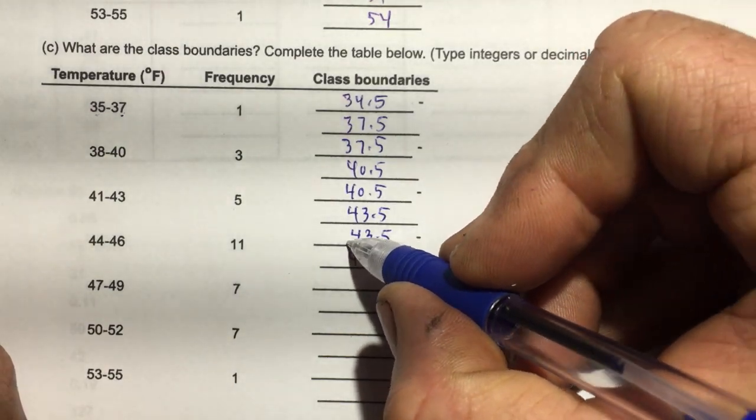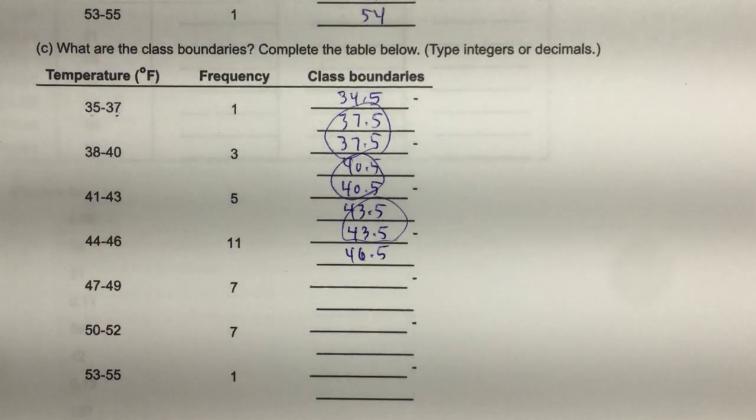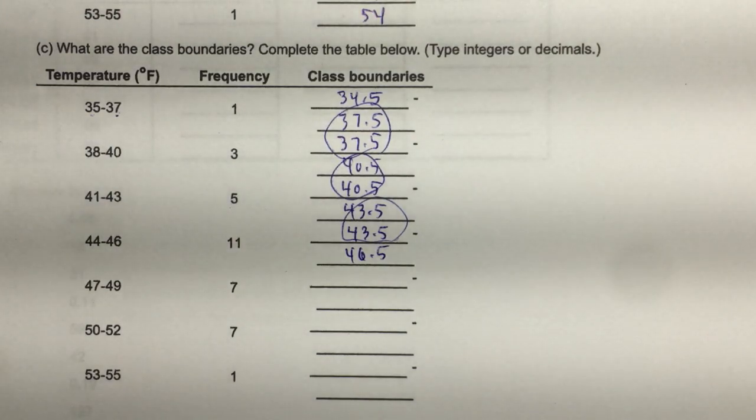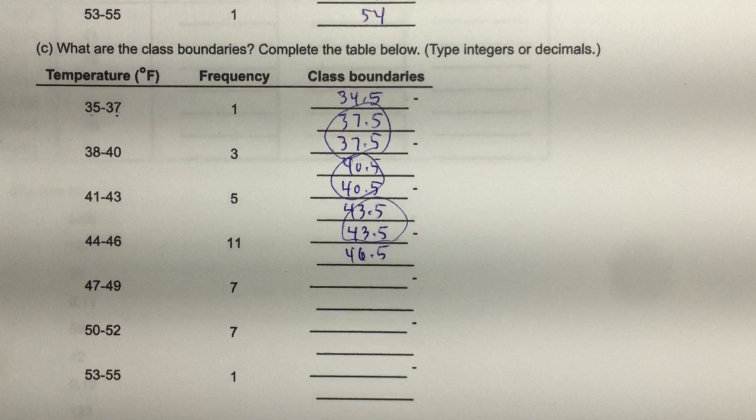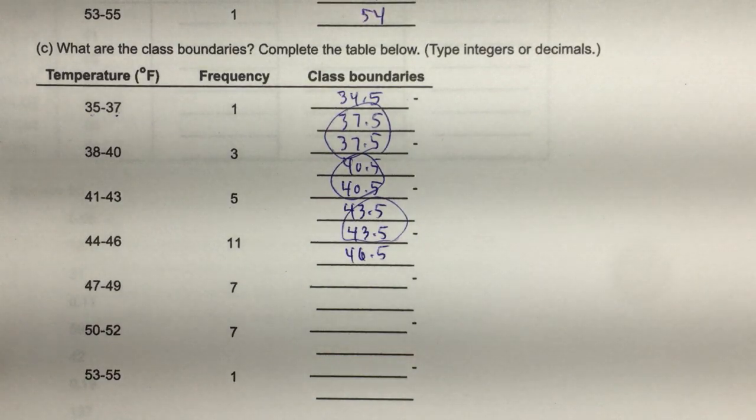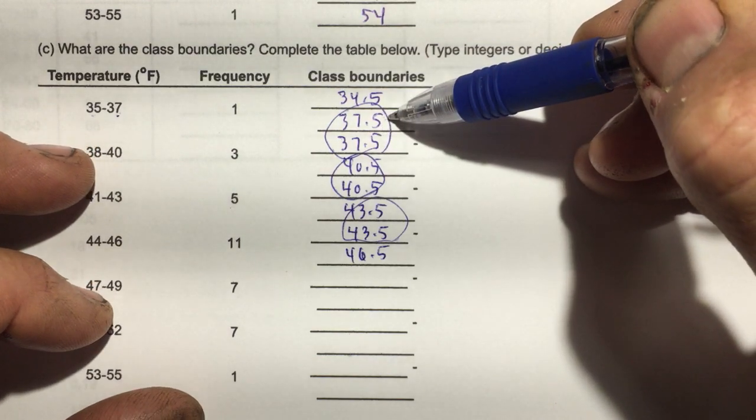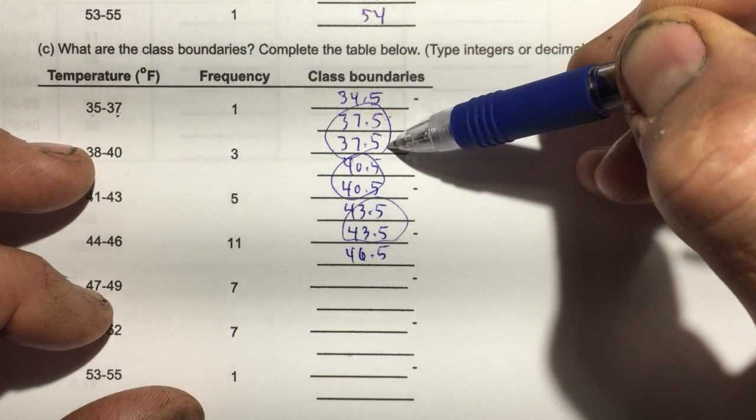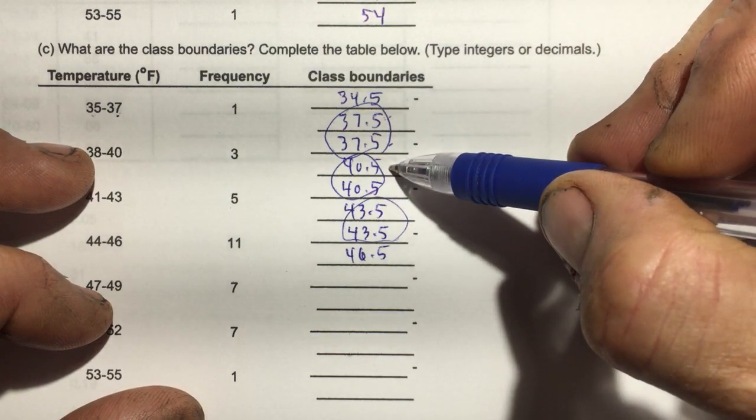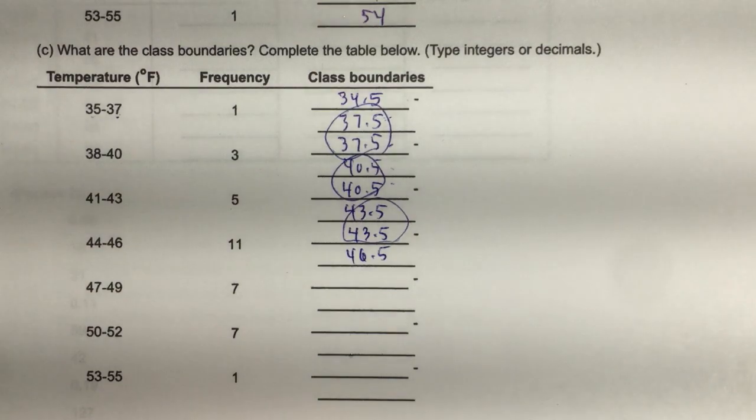And these two numbers here should always be the same, because the lower class boundary of the second class should be the upper boundary of the first one. So the upper of the first one should be the lower of the next one. The upper of that one should be the same as the lower of the next one. Okay.